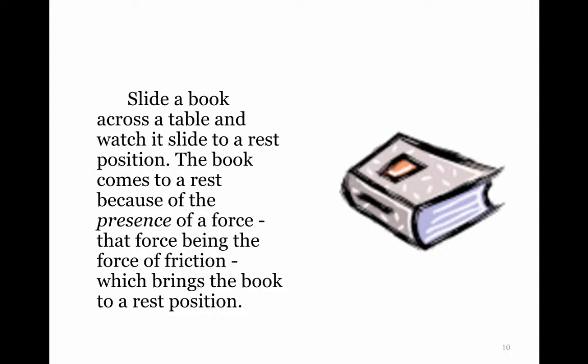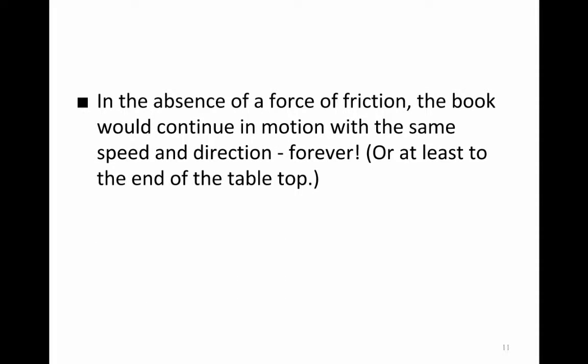So when you slide a book across the table and watch it slide to a resting position, the book comes to rest because of the presence of a force. That force is friction, which brings the book to a rest position. So in the absence of the force of friction, the book would continue to move forever with the same speed and direction, or at least until it hit the end of the table.